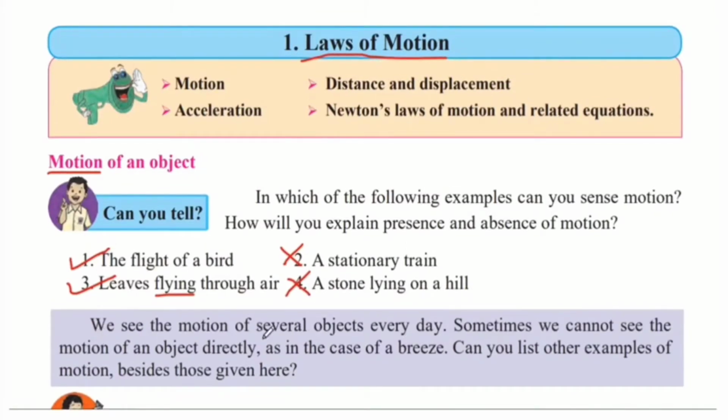We see the motion of several objects every day. Sometimes we cannot see the motion of an object directly, as in the case of a breeze. Can you list other examples of motion besides those given here? So they are saying that every day we can see something or the other in motion or which is moving. But sometimes even though something is moving, we cannot see them. Like breeze. So in breeze, the air is moving, but we cannot see air. That's why we cannot see when the air is moving.